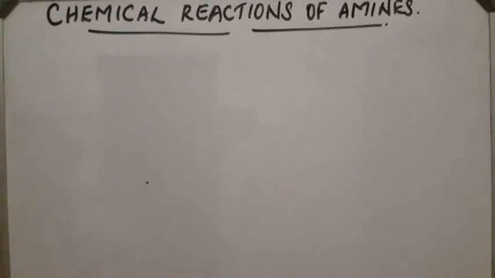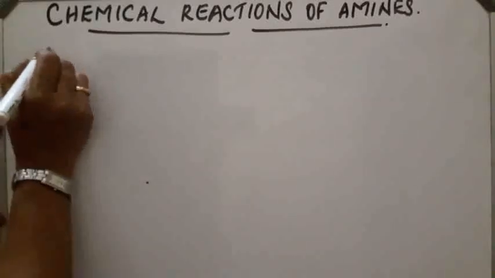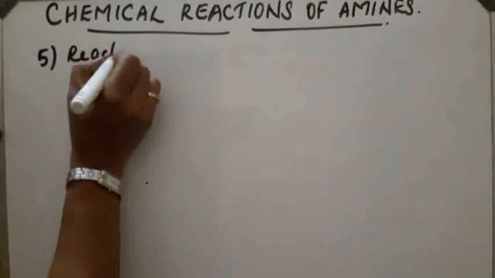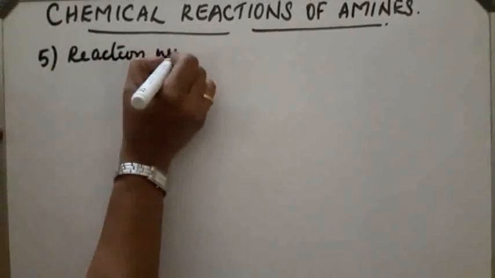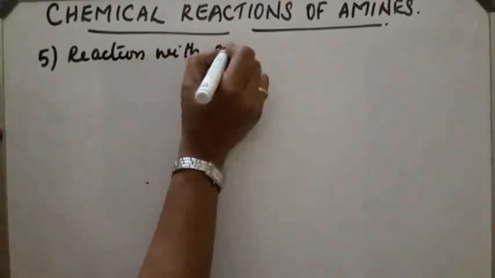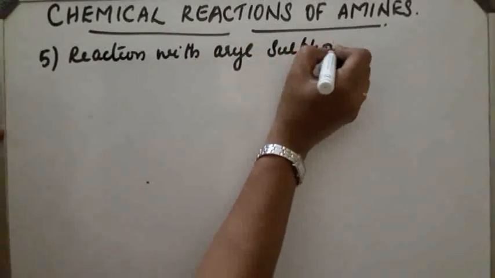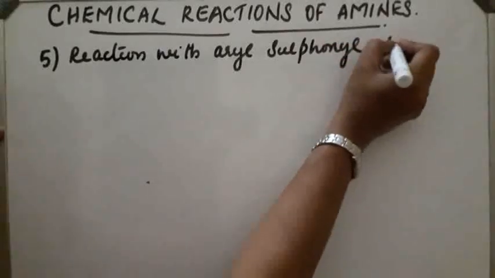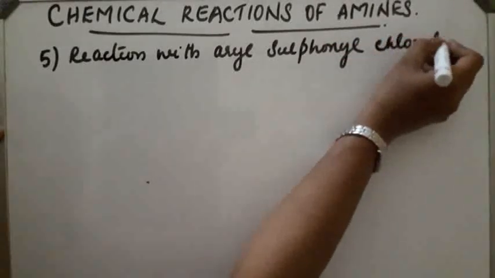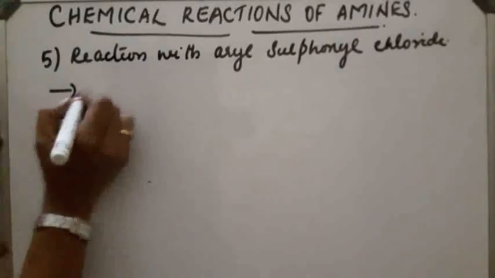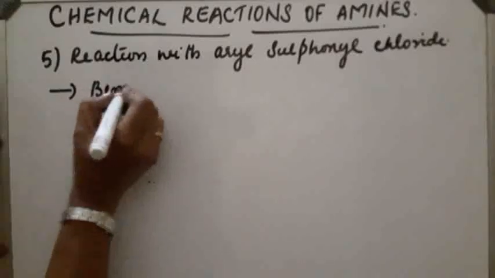Chemical reactions of amines. Next reaction, the fifth one, is the reaction with aryl sulphonyl chloride. Aryl sulphonyl chloride, for example, benzene sulphonyl chloride. Amines react with benzene sulphonyl chloride.